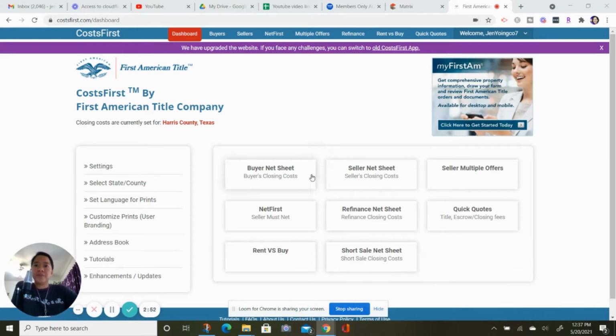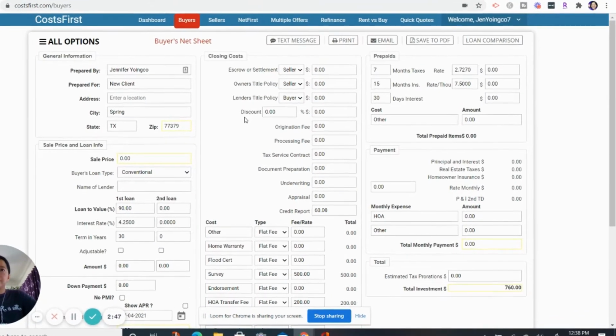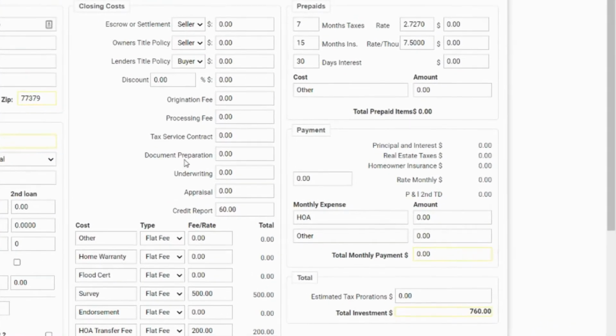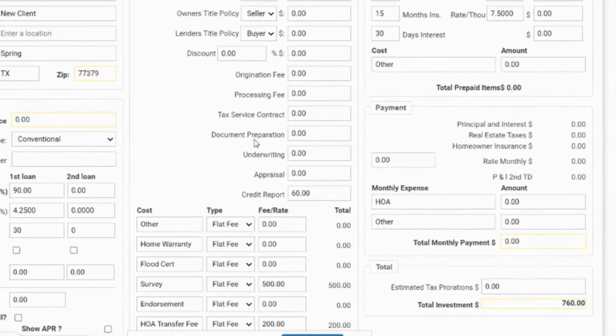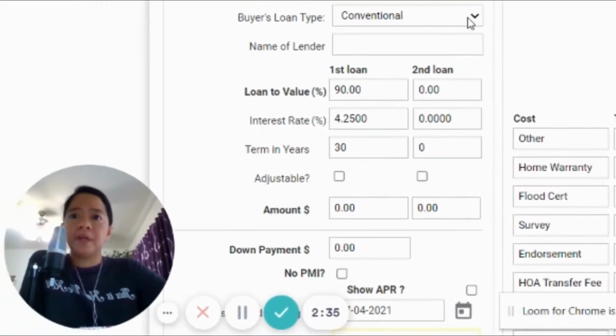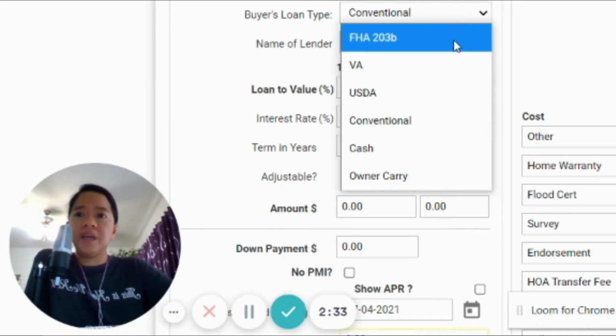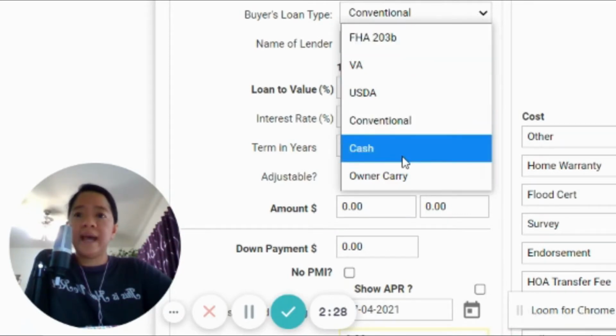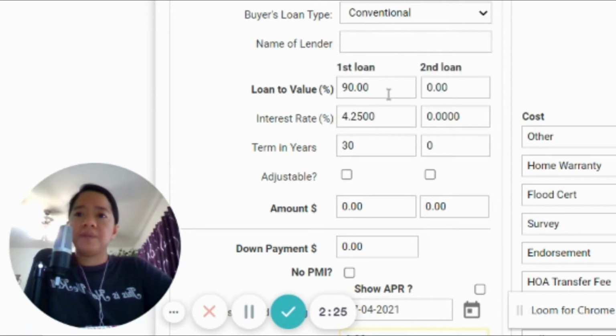The first is the buyer's net sheet. What it typically does is give you some typical costs on how much you will be bringing to the closing table depending on your loan type. If your loan, let's say, is a VA loan, an FHA loan, USDA loan, conventional loan, cash, etc. At the same time, how much down payment you plan to provide. Is it 10% down with a 90% loan and all that.